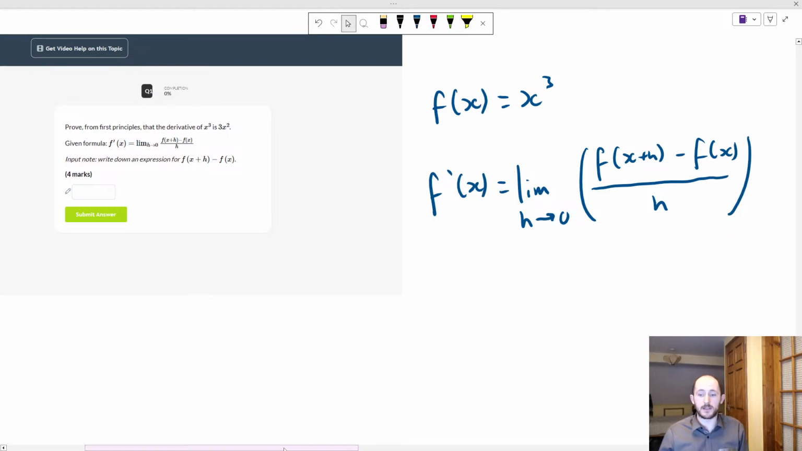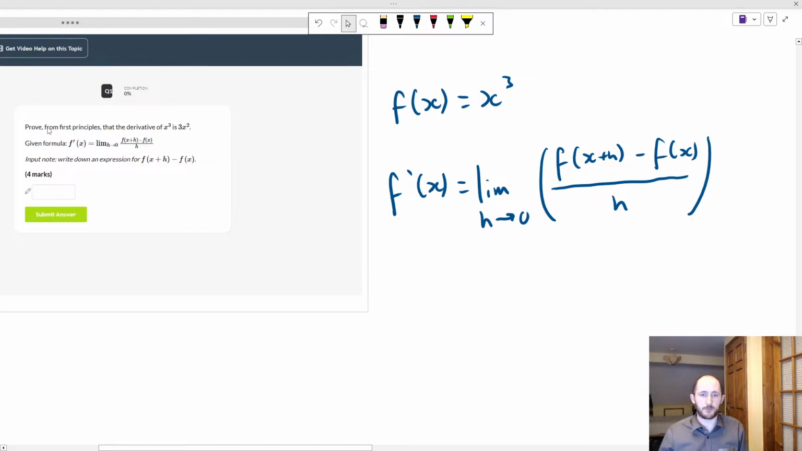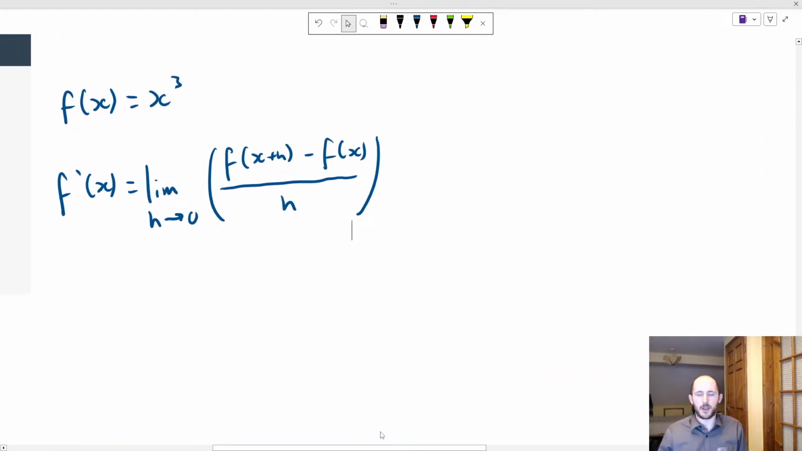No, you cannot differentiate it normally because it's proved from first principles. So this is the definition of a derivative, okay? You have to do it. The examiner will laugh at you, yeah. So, first things first, I want to write out what f of x plus h is.